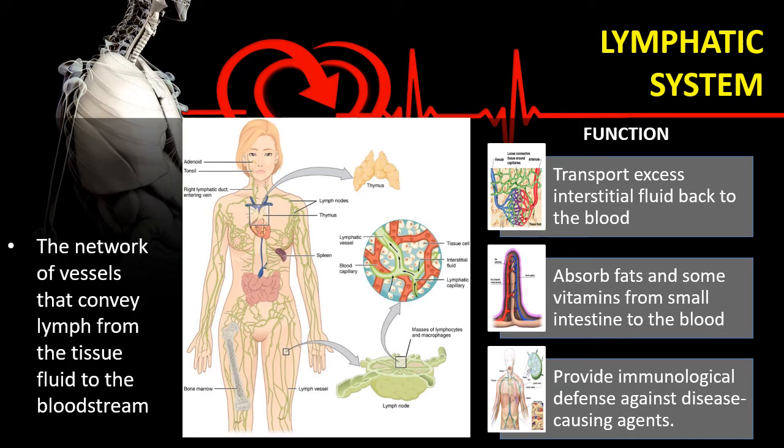Lymphatic system is the network of vessels that convey lymph from the tissue fluid to the bloodstream. Its functions are to transport excess interstitial fluid back to the blood, absorb fats and some vitamins from small intestine to the blood, and provide immunological defense against disease-causing agents. The next video shows how excess body tissue fluid is returned to the bloodstream in circulatory system.